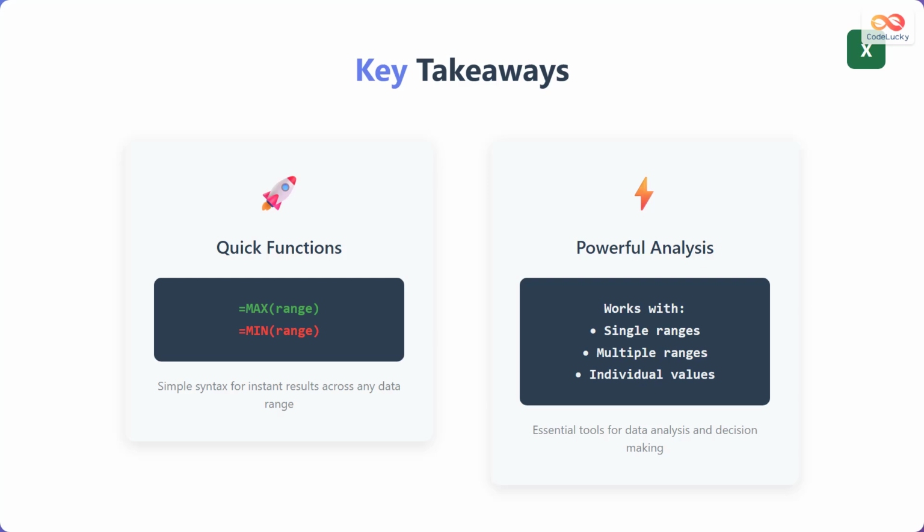Here are the key takeaways from this explanation. The max and min functions are quick and easy to use with a simple syntax: =MAX(range) and =MIN(range). They provide instant results across any data range and are essential tools for data analysis and decision making. They work with single ranges, multiple ranges, and individual values, making them versatile for various applications.